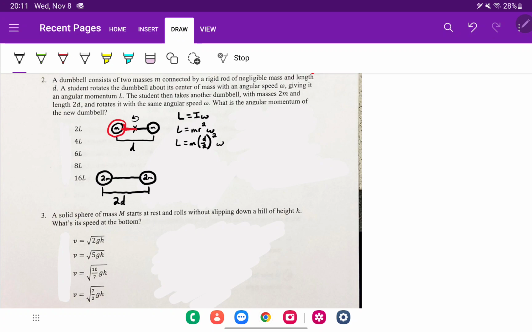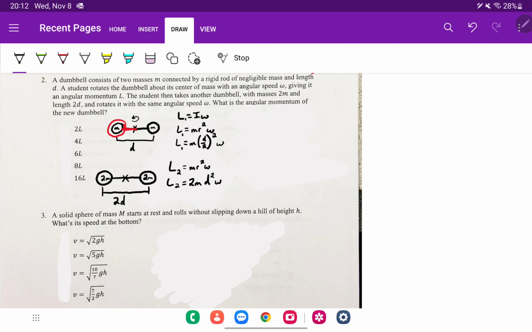So that means whenever we write our new angular momentum equation, let's call this the first case of angular momentum. And now that we calculate our new angular momentum, we can leave omega as the same thing, because it stayed the same in both of our problems. So if we look at the angular momentum for this one, we'll call this angular momentum 2, it's still mr squared omega, but now our mass is 2m, and our r, if we take our center of mass here, the distance from one of those masses to the center of mass is now half of 2d. So it's just d squared omega.